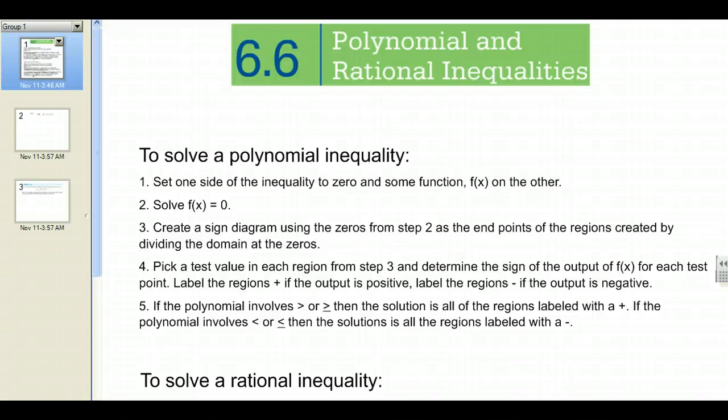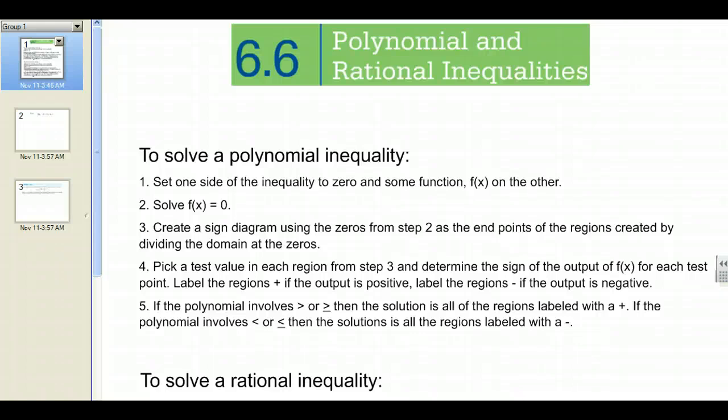Polynomial equal to 0. And then step 3 is a little bit different than what we've been seeing. You're going to create what we call a sign diagram, using those zeros from step 2 to separate your domain. You take your domain and cut it up at these zeros, and it creates all these regions. Step 4 says you pick a test value from each region and come up with a sign. Is it a positive output or negative output in that region?